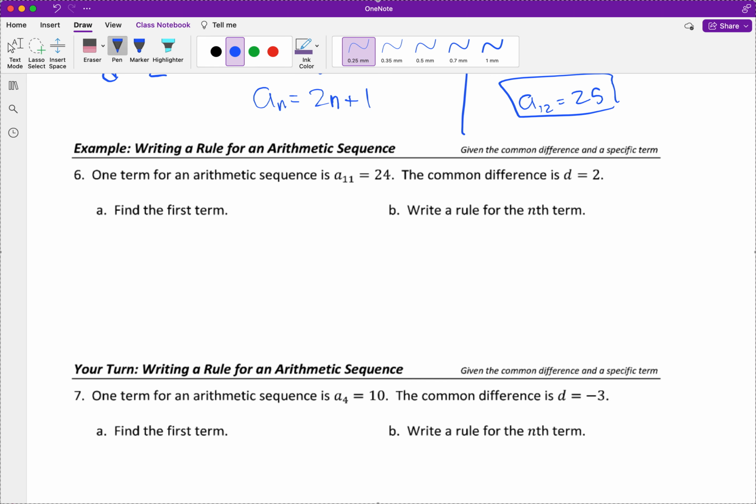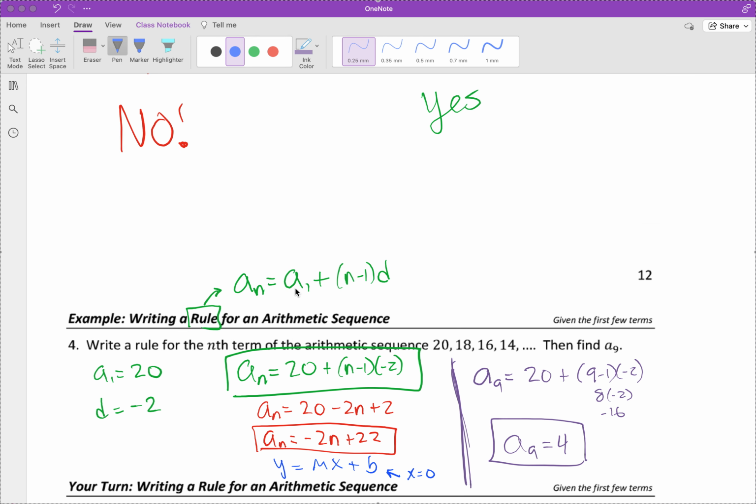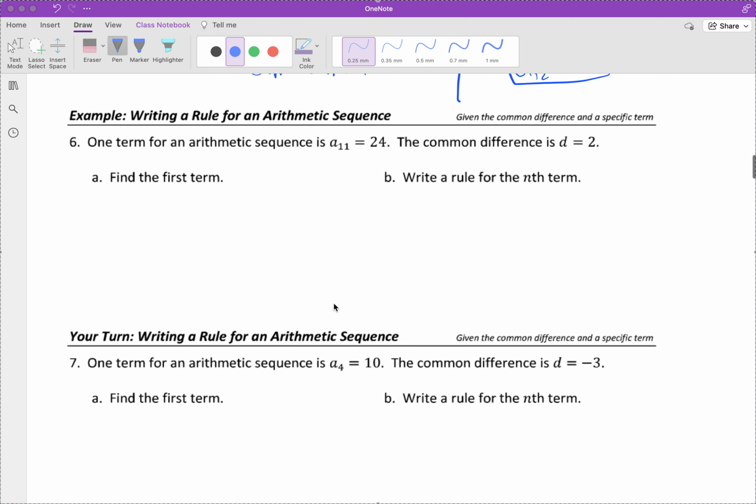We're just going to keep doing these with different scenarios. So this next one, we're going to be given what the common difference is. So they're telling us what d is, and then they give us a very specific term. So for this first one, they said, hey, a11 equals 24. So what we need to do in order to write the rule for this is we have to first figure out what the first term is, a1, because remember, our rule involves knowing the first term, okay? So we need to first find the first term.